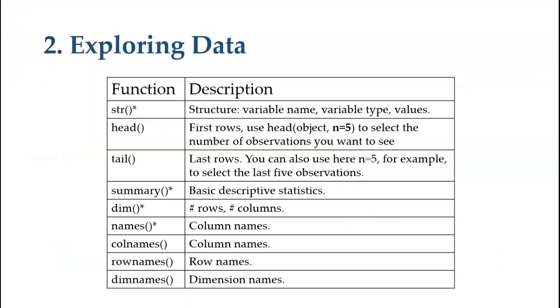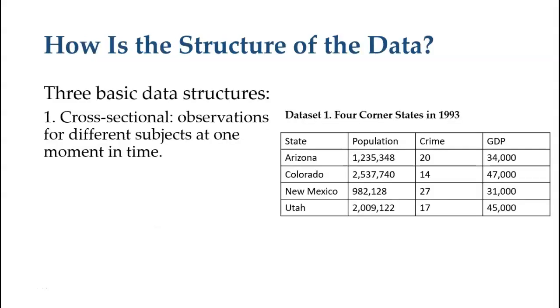You use these functions, and to some extent what you want to do is to know what kind of dataset you have. Probably you already know, but sometimes you don't know what you're going to encounter. I want to talk about 3 different types of structures in datasets. The first structure is called cross-sectional. The cross-sectional is when you have observations for different subjects of your unit of analysis at one moment in time.